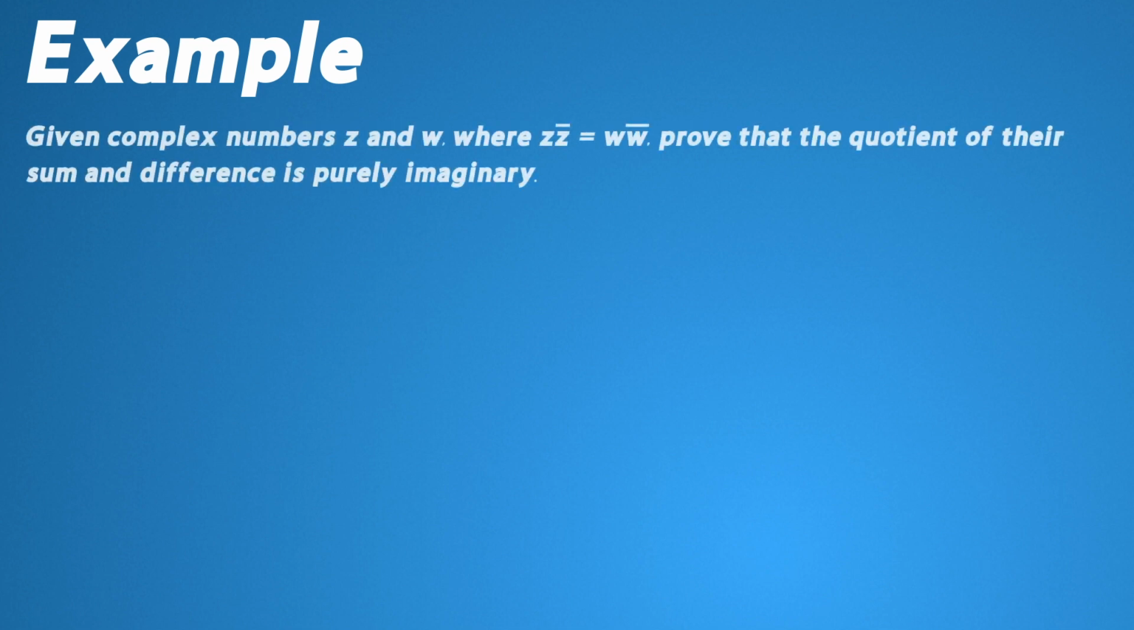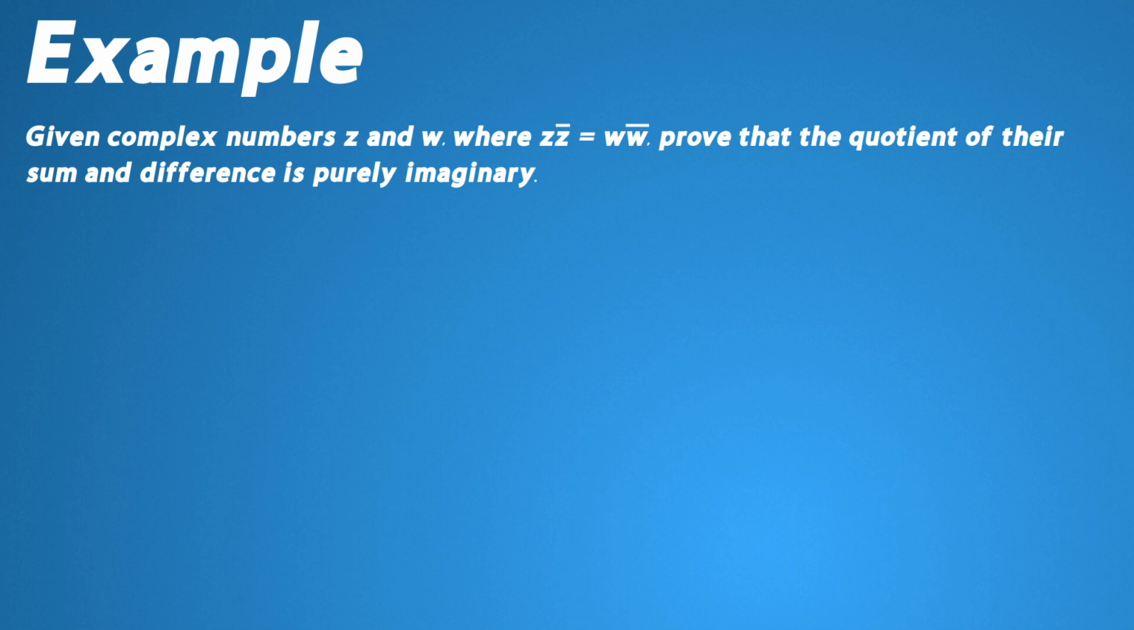To finish up, we will do an example that's going to go through a whole heap of these different properties. So the example that we're going to go through, you can see here: given complex numbers Z and W, where ZZ bar equals WW bar, prove that the quotient of their sum and difference is purely imaginary.